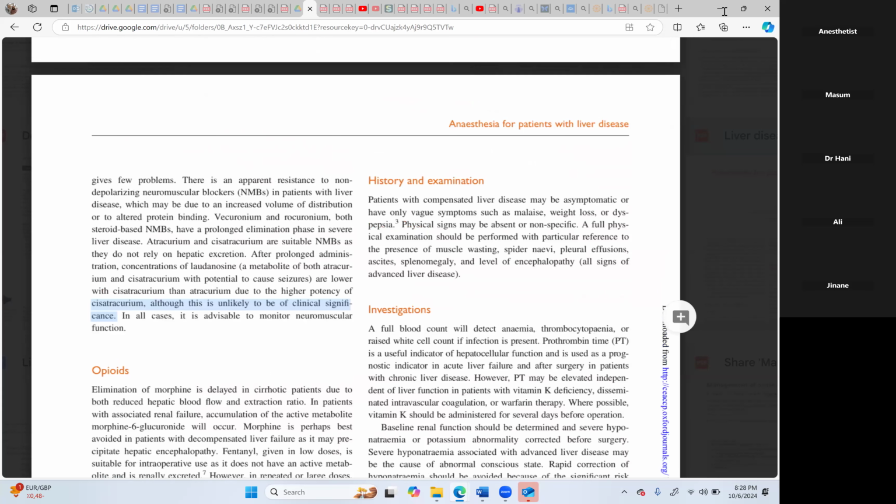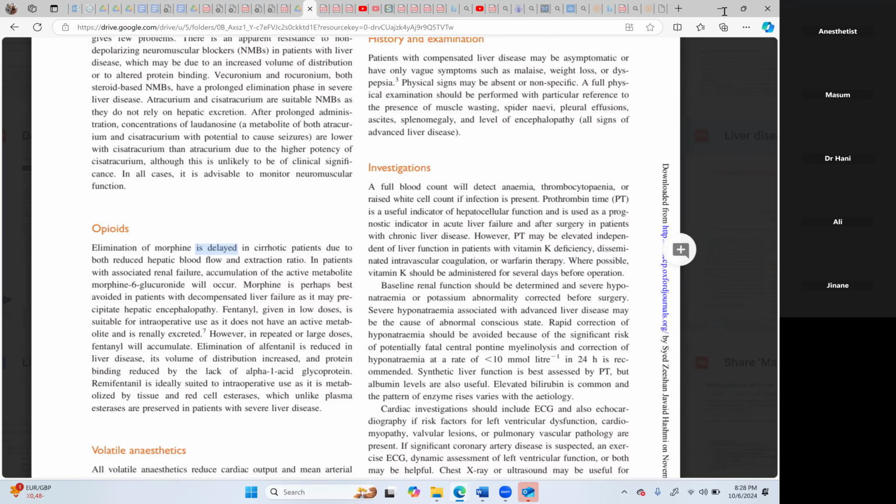Okay, so we have already discussed malaise, weight loss, dyspepsia, nausea, vomiting. A full physical examination will be performed: muscle wasting, spider nevi, pleural effusions, ascites, splenomegaly, and level of encephalopathy. We discussed investigations: anemia, thrombocytopenia, because this patient will be prone to infection. There is a terminology, if you remember, spontaneous bacterial peritonitis. This is also because of this tendency for infection.